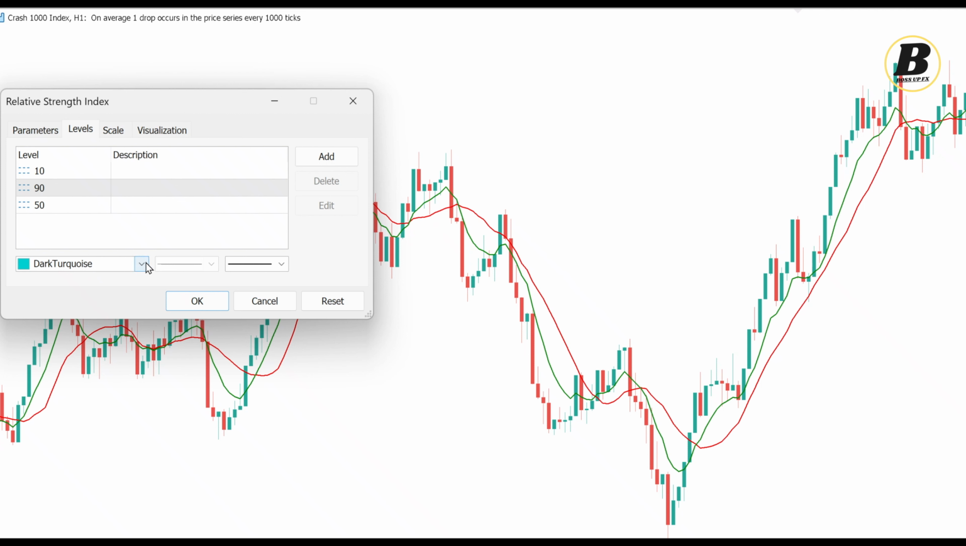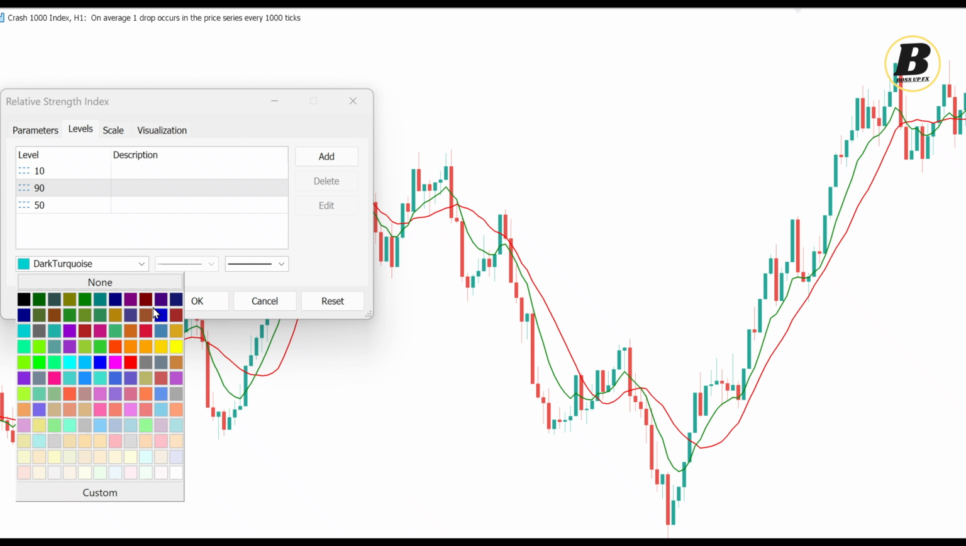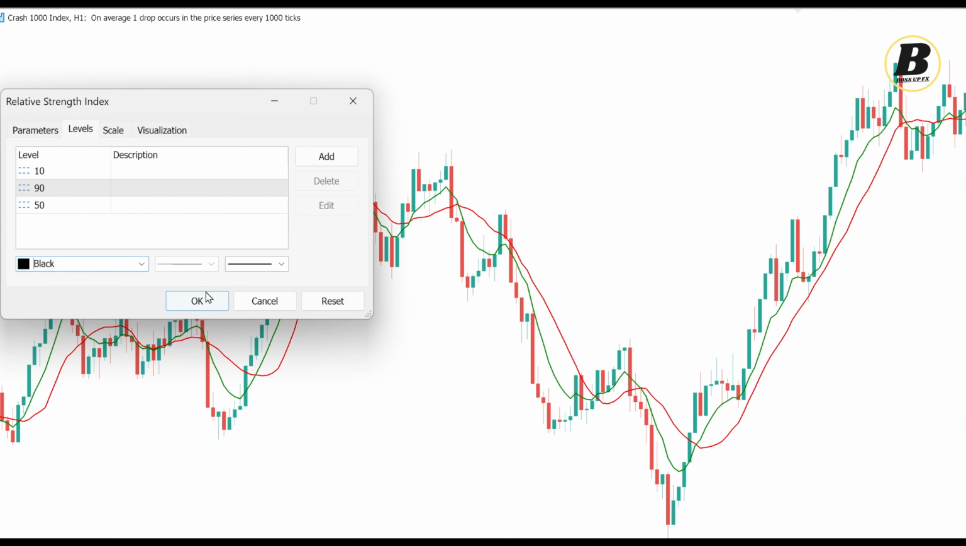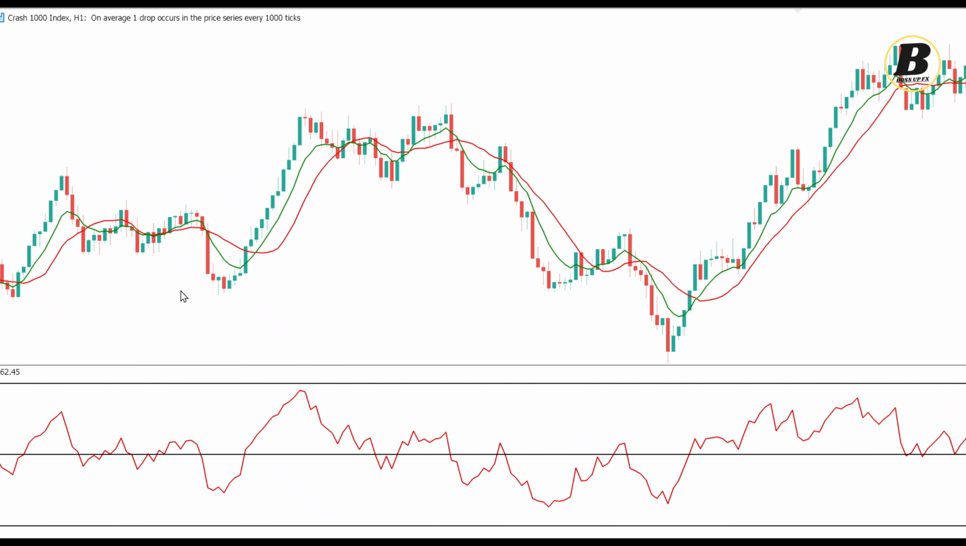Now here on this area, we can leave it on this dark color, or we can change the color to black since we have a white background chart. Now we have our three indicators: two moving averages, one simple moving average, the other one exponential moving average, and the relative strength index. So these are the three indicators we'll be using.